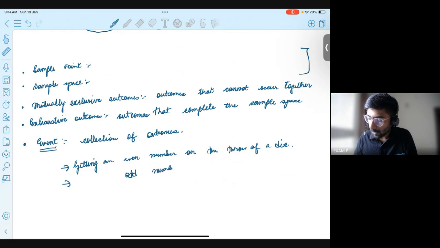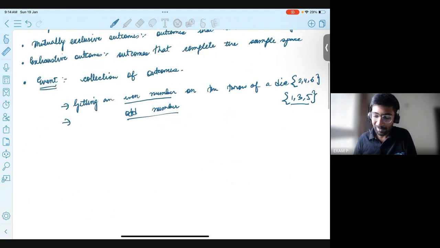Because what is that? It's a collection of outcomes. Getting an even number, you can collect these three outcomes here. Getting a 2, 4, and 6 all will qualify under this even number category, right? Similarly, if you want to only record the odd numbers, all these three different outcomes will qualify under this particular event of getting an odd number. So an event is nothing but a collection of sample points or a collection of outcomes. Okay.